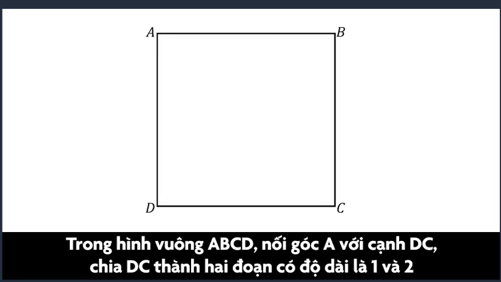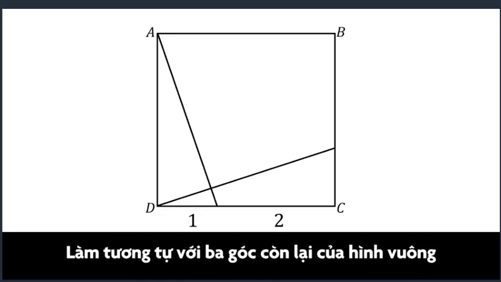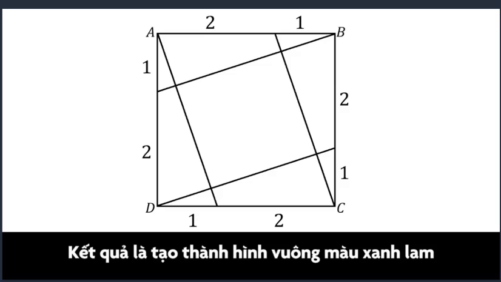In square ABCD, connect the corner A to the opposite side DC, dividing it into lengths of 1 and 2. Repeat this procedure for the other 3 corners of the square. The result will be 4 lines that bound a square shown in blue.